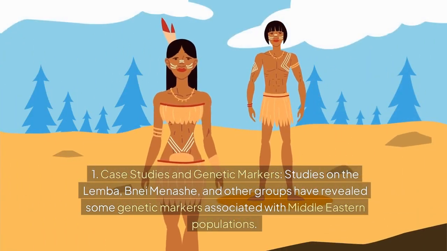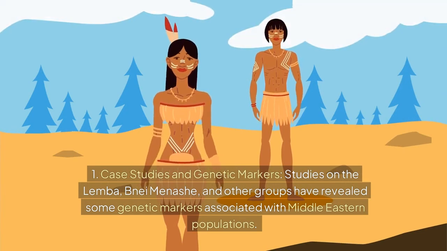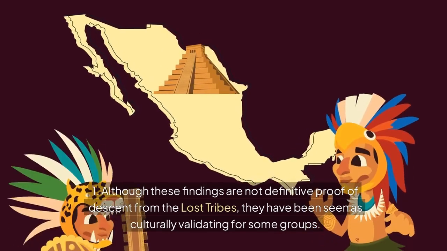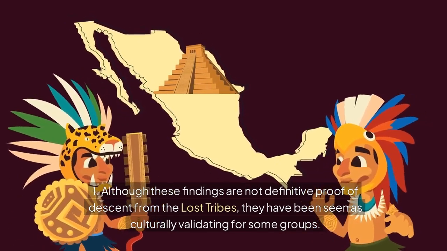Case studies and genetic markers. Studies on the Lemba, B'nai Menashe, and other groups have revealed some genetic markers associated with Middle Eastern populations. Although these findings are not definitive proof of descent from the Lost Tribes, they have been seen as culturally validating for some groups.